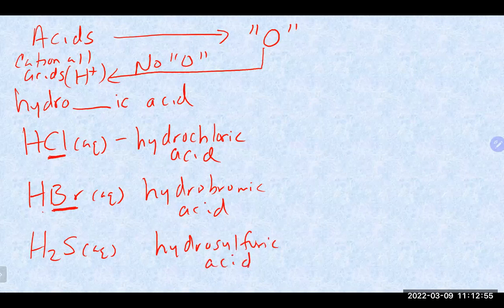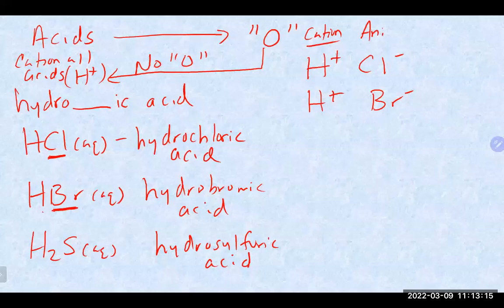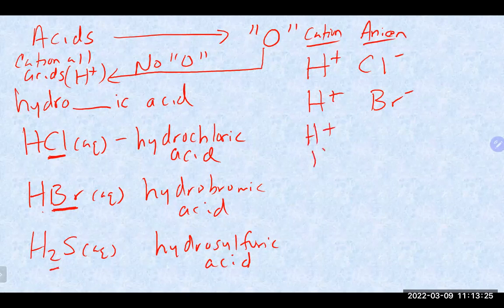acid. Now, again, because the cation here is H plus, the anion in the first one is Cl minus. From the second one, the cation is H plus, and the anion is Br minus. Now, the third one, the cation is still H plus, but there are two of them. And the reason there are two is because the anion is sulfide, which is a -2 charge.